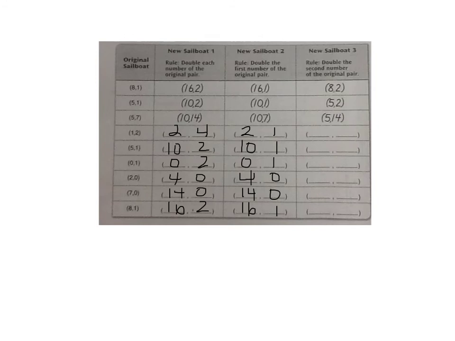In the third and final column, New Sailboat 3, the rule is that we double the second number of the original pair. In this case, 8, 1 doubled with that rule looks like 8, 2. 5, 1 doubled with that rule looks like 5, 2. 5, 7 doubled with that rule looks like 5, 14. Here is the remainder of this chart doubled. Here is the completed chart.